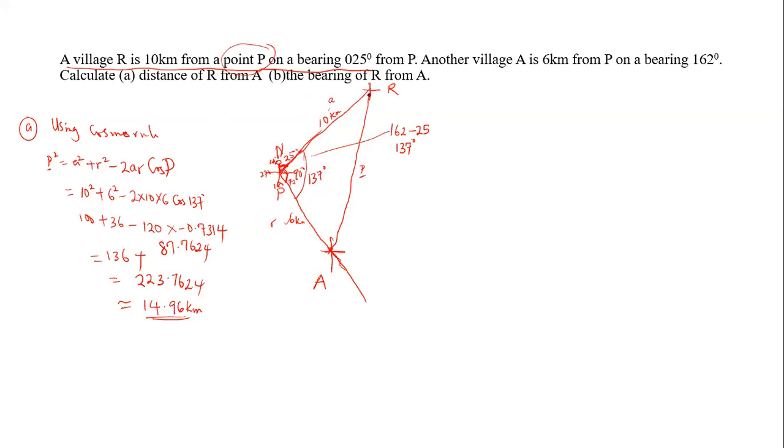The next question says that the bearing of R from A. What's the bearing of R from A? So if you want to get the bearing of R from A, what do we do? It means from A, you go to A. This is A. You measure from the north of A up to the line that is going to R.